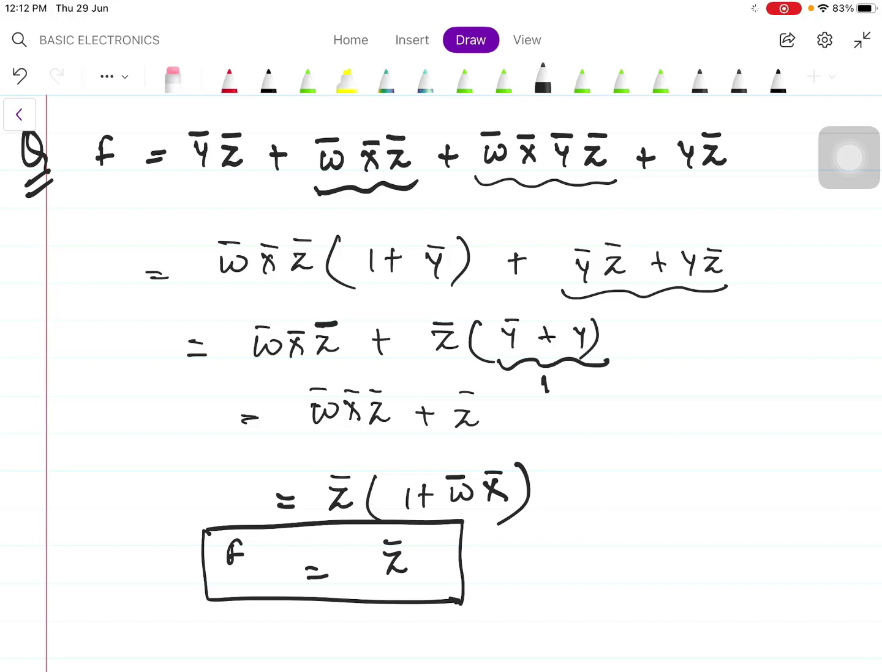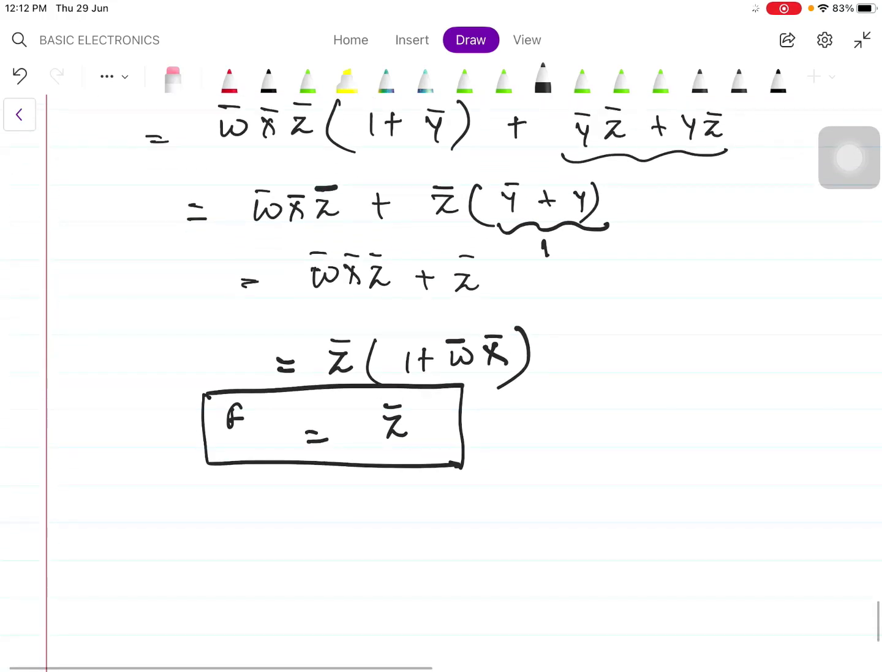We just have to remember the 4 laws, that is the OR laws, AND laws, De Morgan's, and the last law, that is the C plus AD expression, which we can break into (C plus A) dot (C plus D). Now let us solve another one, and I am giving you this as an assignment.